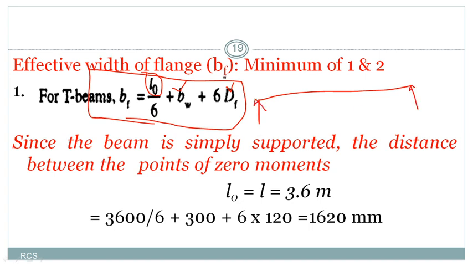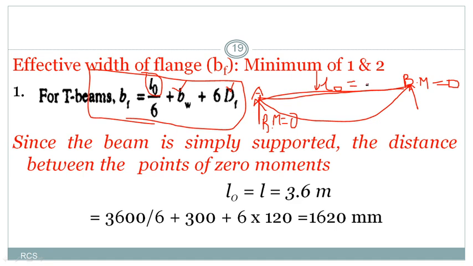If a T-beam is subjected to any kind of load, the bending moment diagram will be like this. This is support A and this is support B, right? If you see the bending moment diagram at support A, what is the bending moment? It is 0. At support B, what is the bending moment here? It is 0. So the distance between this point A and B, I can call L0, and similarly we know the distance between A and B is our effective length, that is L.